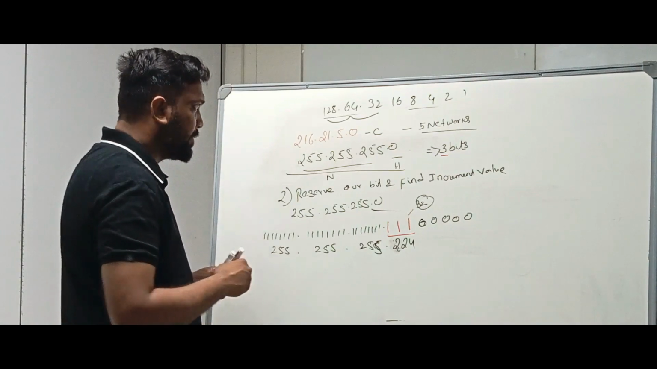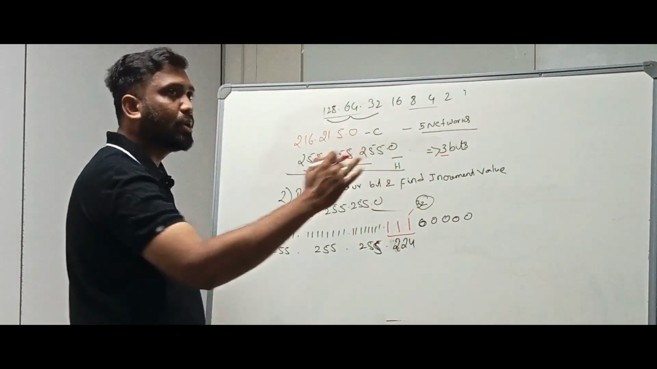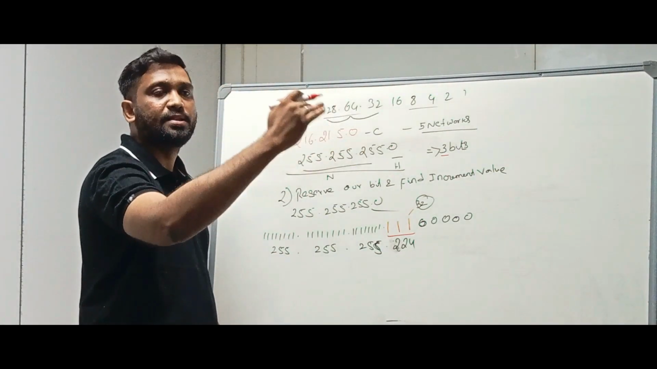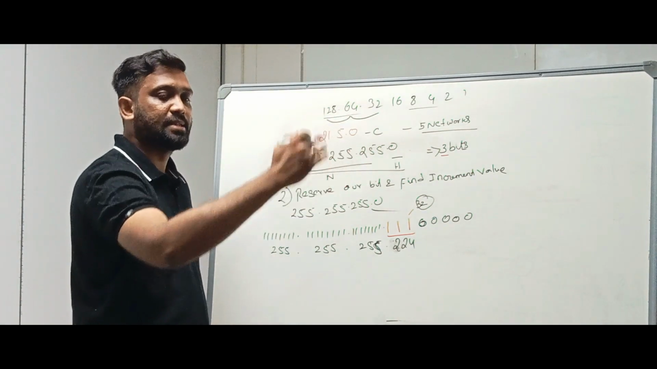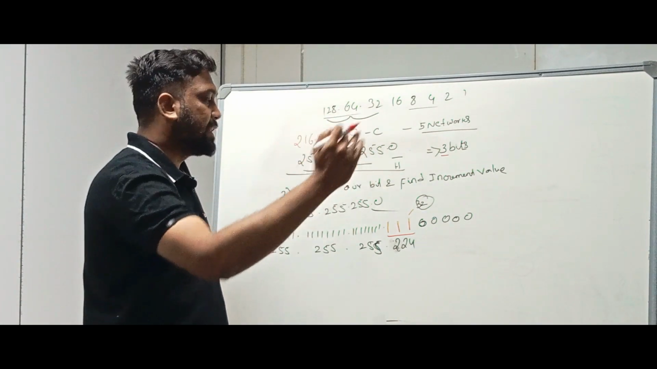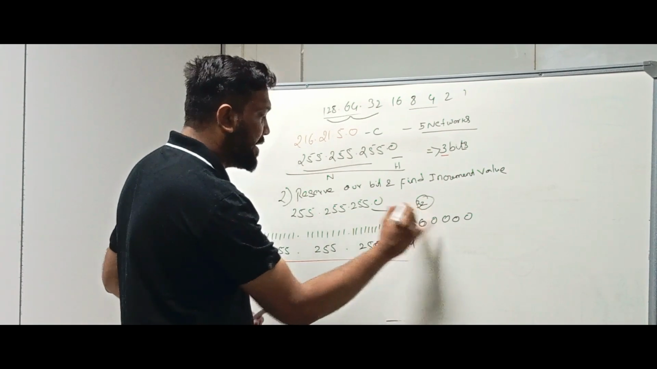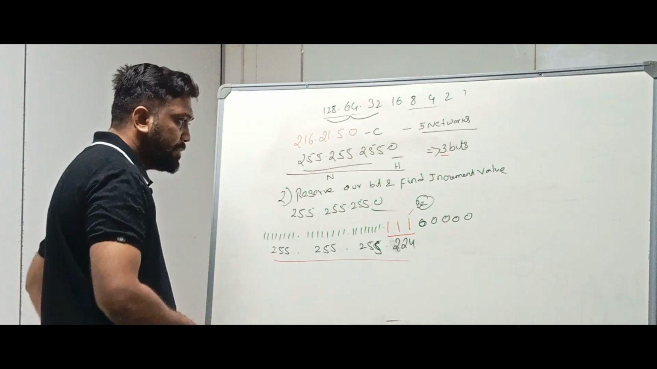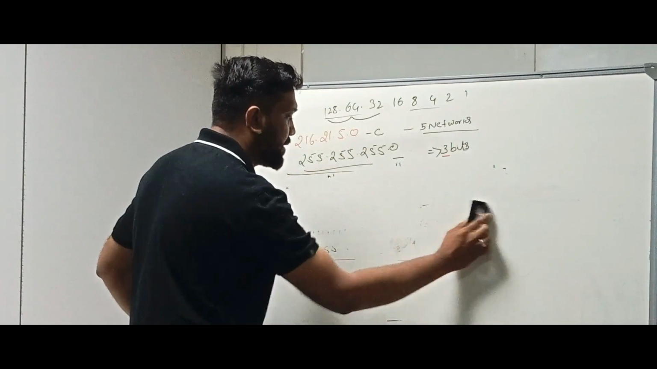Let us do the third step. Now increment value is 32, we need to increment 32, 32, 32: 0, 32, 64, and then 64 plus 32, 96, and 96 plus 32, 128, like that we need to do the increment. Now we have found the subnet mask and then increment value. Let us apply this subnet mask and increment value into step 3. Let us do step 3.